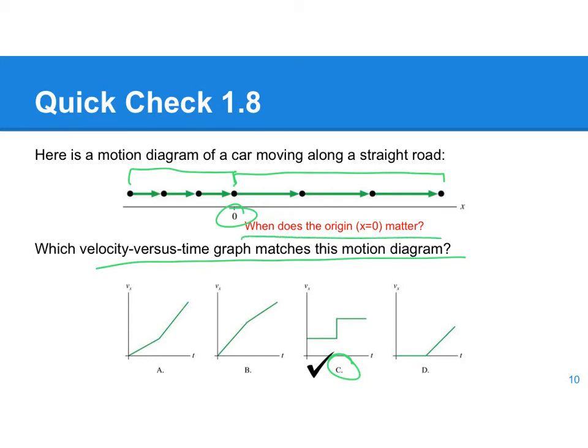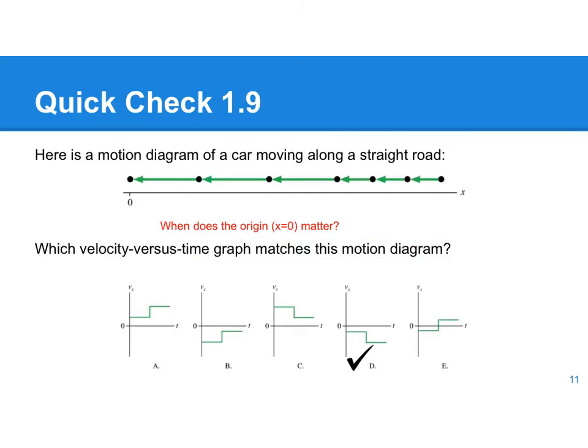So when does the origin matter? It doesn't. If I were to graph a position versus time graph from this, I would be starting in the negative. And again, I'm going slow and negative and faster and positive. Okay, so this would be my position versus time graph, but my velocity versus time graph just uses the slope to get velocity.